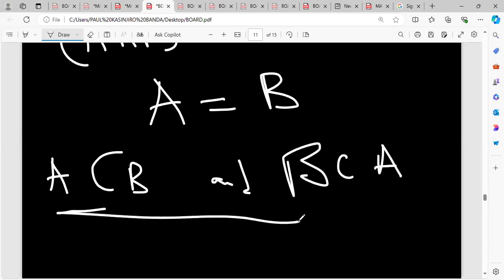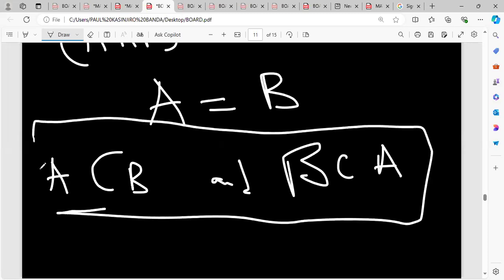So that's the rule in set theory. If you claim that A and B are equal, then it means that A should be a subset of B and B should be a subset of A. Okay, so now let's go to our question.